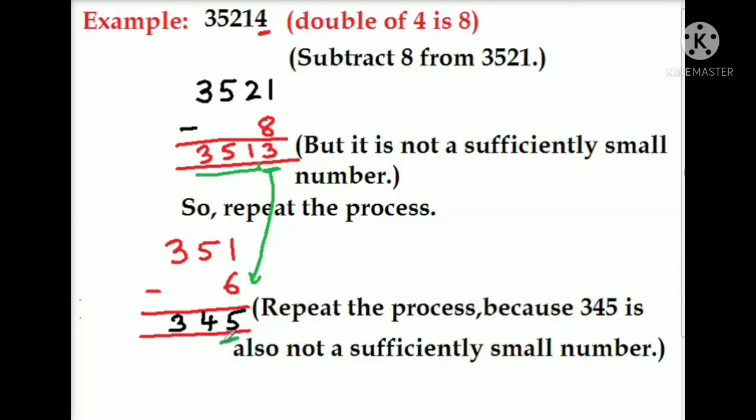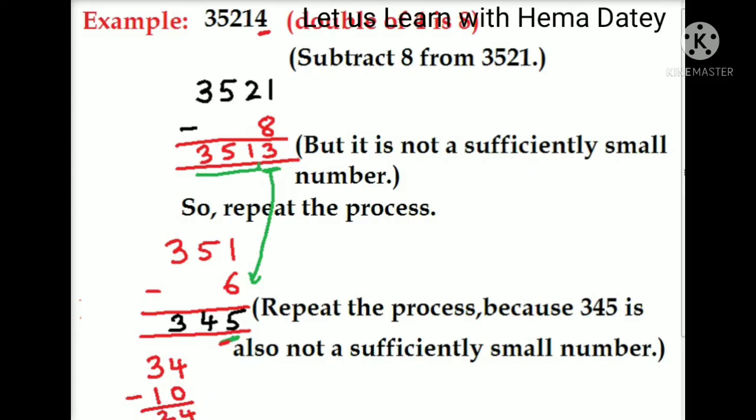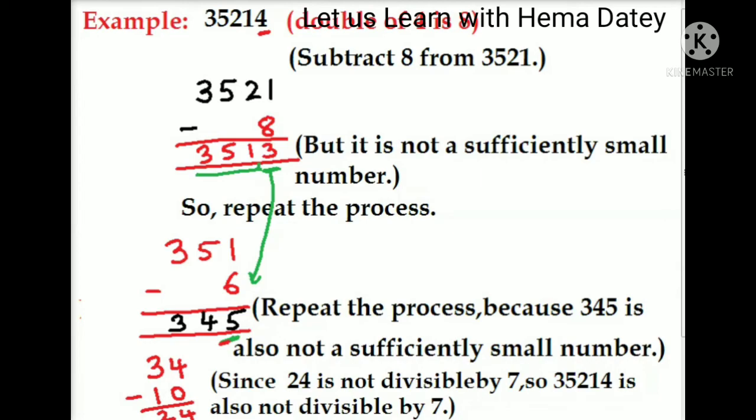Double the last digit of the number, that is 5. So double of 5 is 10. Subtract 10 from 34. The answer is 24. Since 24 is not divisible by 7, so 35214 is also not divisible by 7.